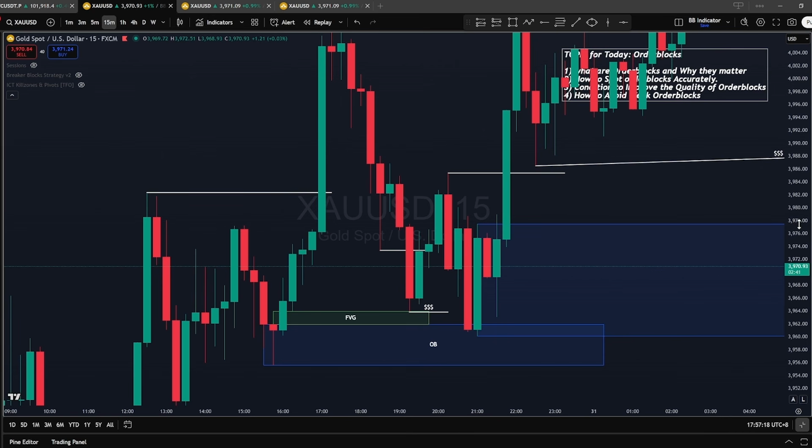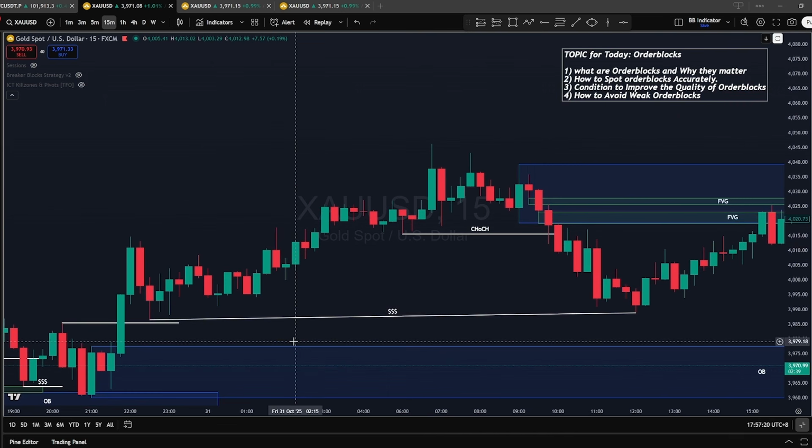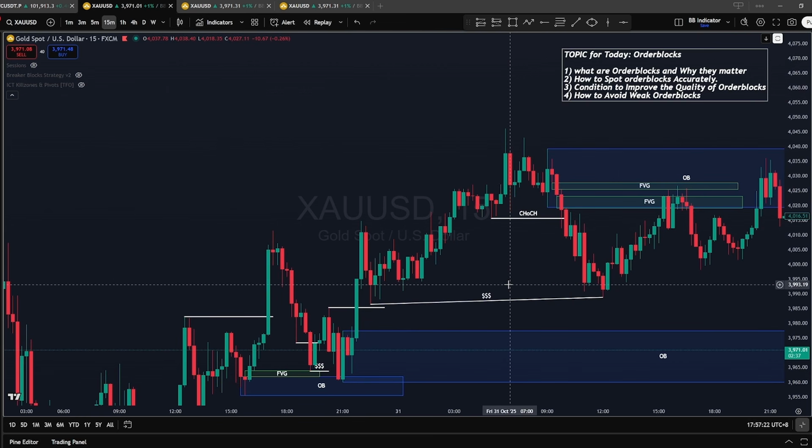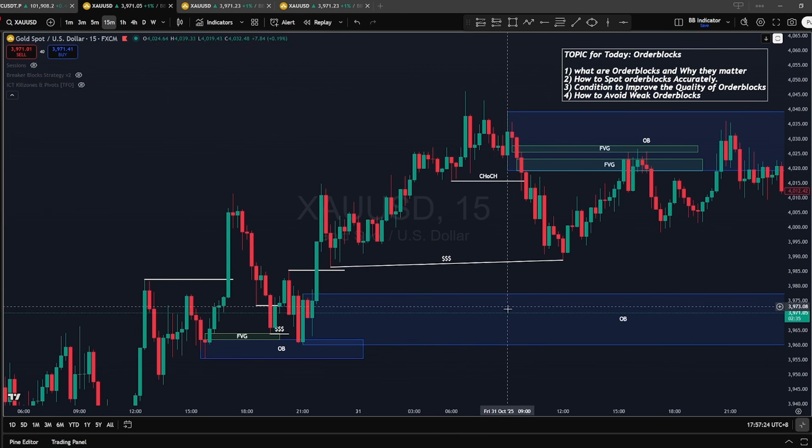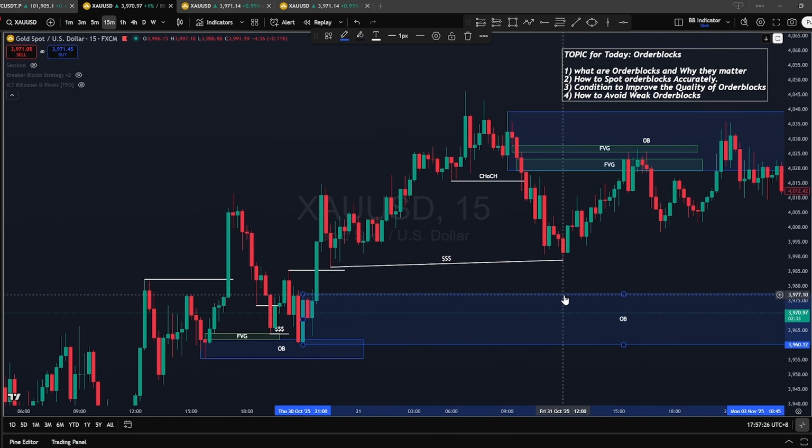So what did price do? Push up, push up, push up, push up. Guess what? Never came back into the order block. So is this order block here still valid? Absolutely. This is your origin. You can always expect a reaction of the origin of the move.